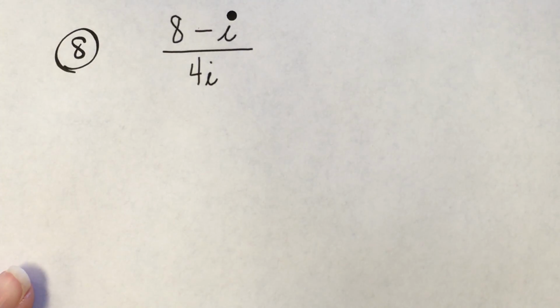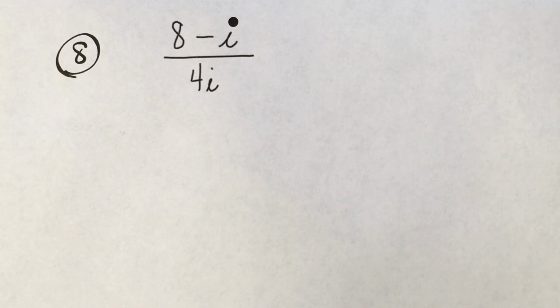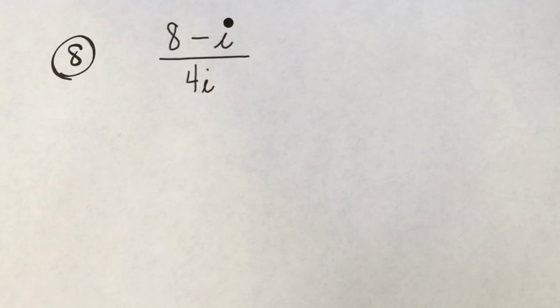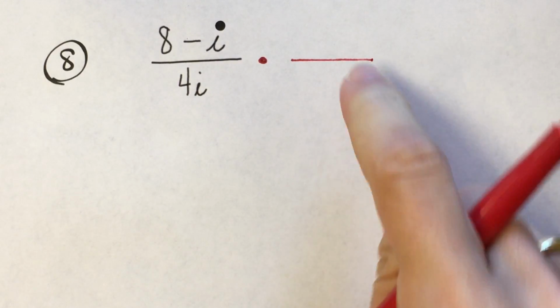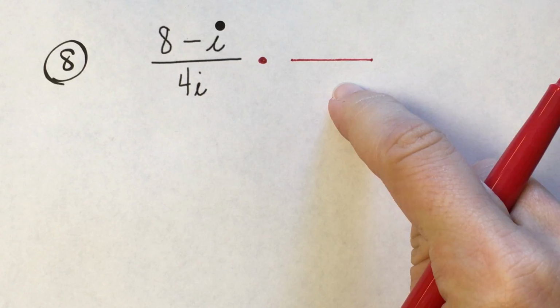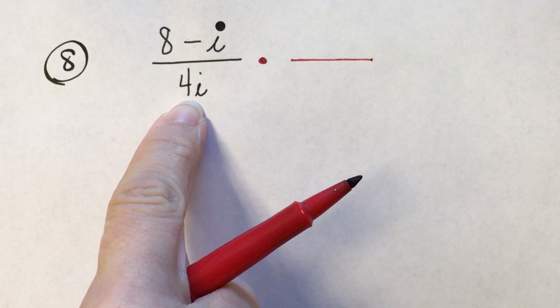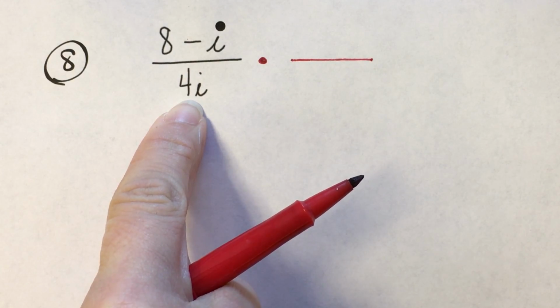All right, let's look at one more dividing. Dividing's a little bit harder for you to catch on to. Like the adding, the subtracting was pretty easy. Multiplying's not that bad. Okay, so you're going to multiply the numerator and the denominator by the conjugate of what you have in your denominator.